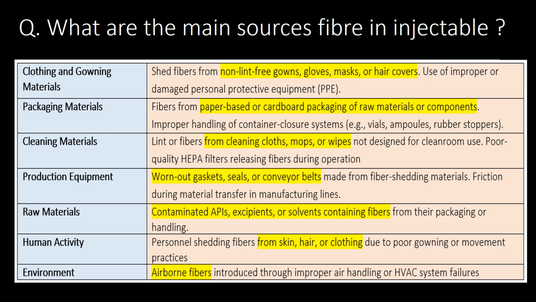Fourth, production equipment. Worn-out gaskets, seals, or conveyor belts. Fifth, raw materials, contaminated APIs, excipients, or solvents containing fibers. Sixth, human activities, which includes personal shedding of fibers from skin, hair, or clothing. And finally, environment. This includes airborne fibers.